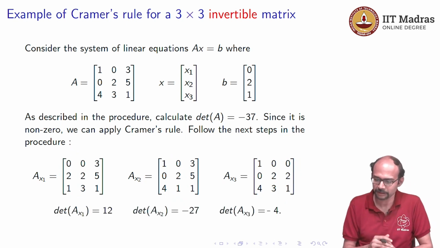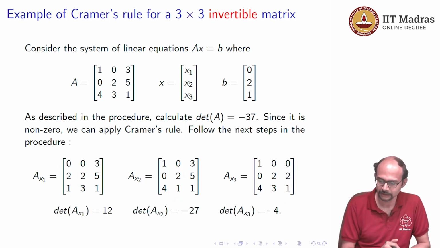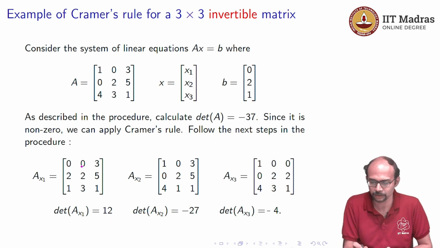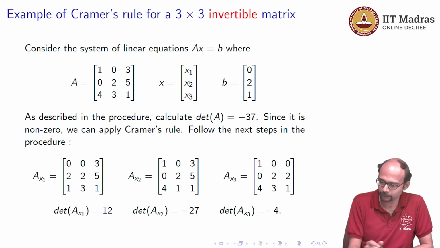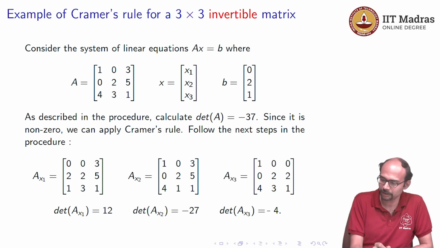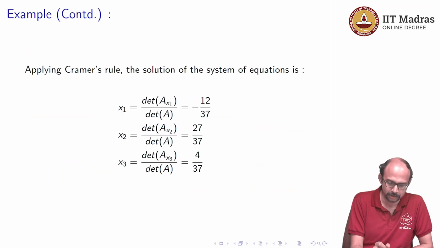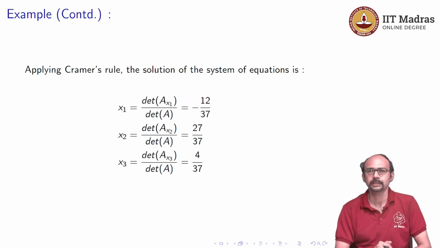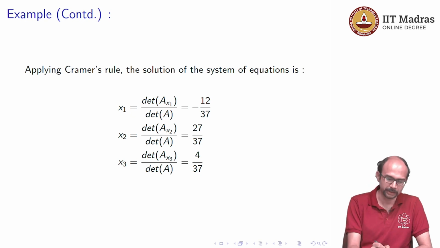The determinant of A subscript x1 is 12, you can check this. Here the first row has 2 zeros, so this is an easy computation. Similarly, for A subscript x2, you can check this is minus 27, and for A subscript x3 the determinant is minus 4. And then by Cramer's rule we get that the solution to this system of equations is x1 is minus 12 by 37, x2 is 27 by 37 and x3 is 4 by 37.